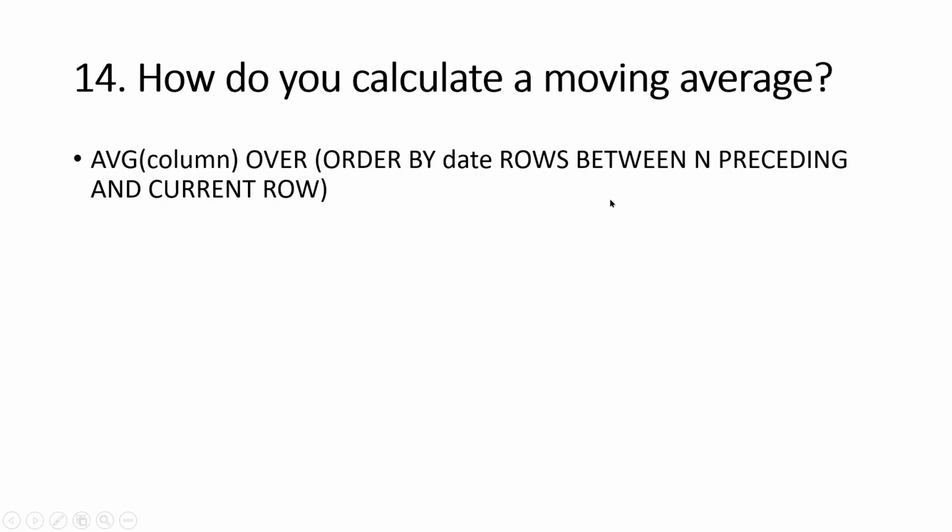How do you calculate a moving average? So this is the syntax, SQL statement for calculating a moving average. You take the average of the column that you want to calculate the moving average for, and you use window function over order by date, and you need to take the rows between n preceding and current row. So let's say you want to calculate the moving average based on last 7 days.